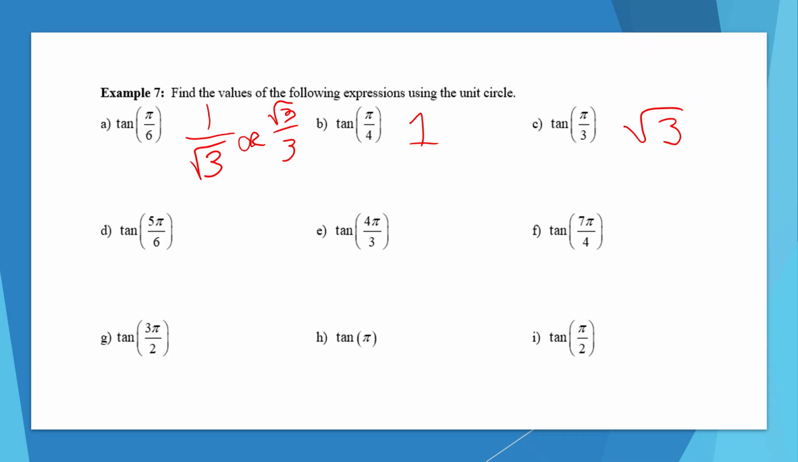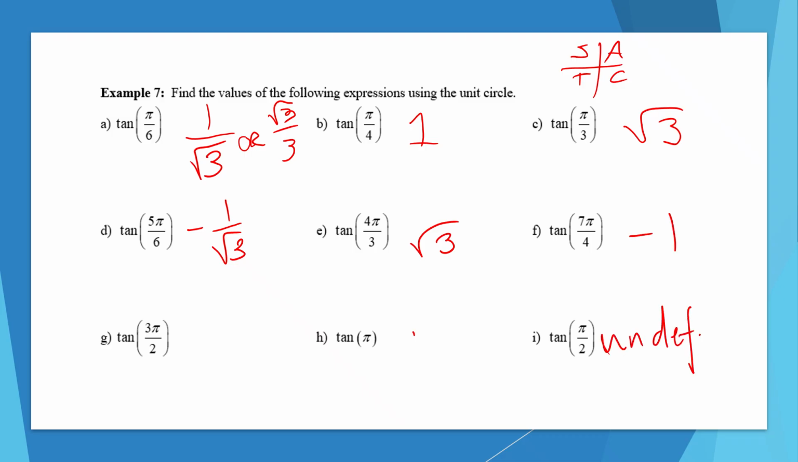And now filling in the rest of these, it's going to be the same. Just remember to use reference angles and add negative signs in the second and fourth quadrant, right? In quadrants where tangent is negative. So this should be negative 1 over root 3. I'm going to give you the rest of these answers here. You can look them up on your unit circle. Root 3, negative 1. This is undefined. Tangent pi is 0. This is also undefined.